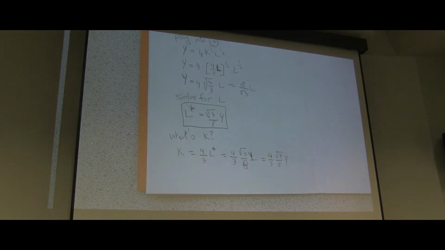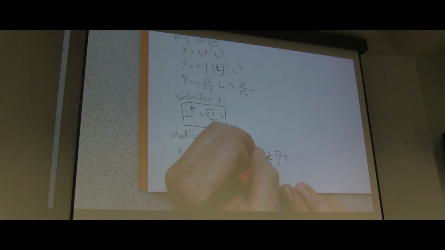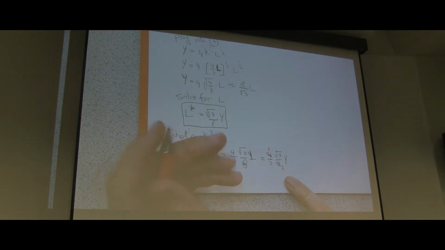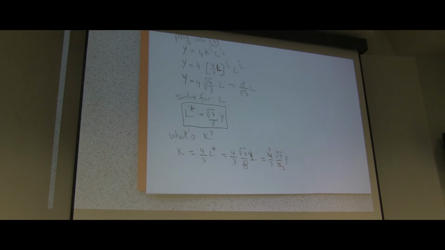And I can simplify a few things. The 4 and the 8, that is 1 and 2. And if you want, you could also simplify the 3 with the square root of 3. Right? Because 3 is square root of 3 times square root of 3, which you can cancel out. Or just leave it like that, it's fine.